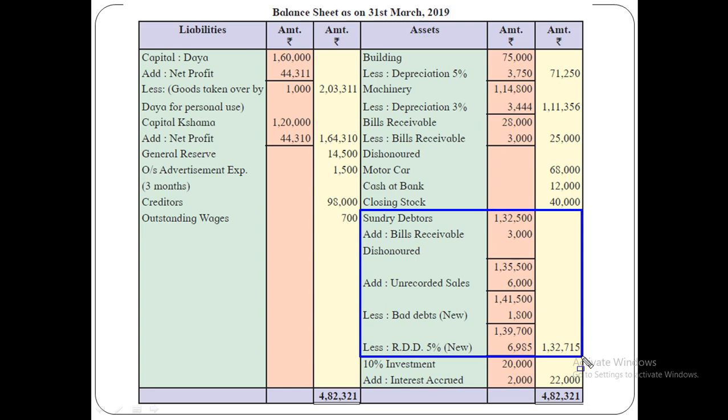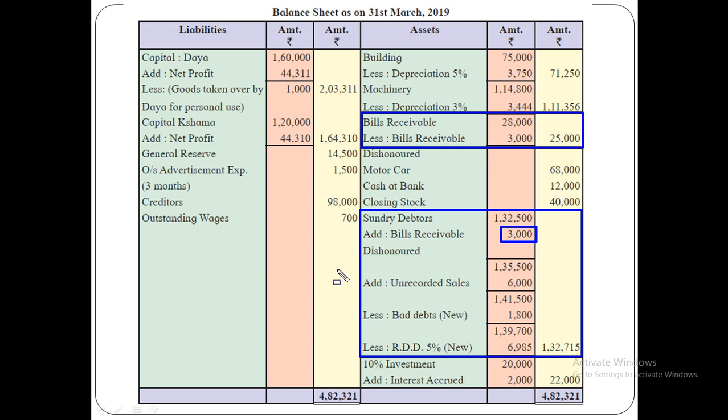Here sundry debtors are rupees 1,32,500. Then we have one adjustment for bills receivable, that is, bills receivable includes dishonor of bills for rupees 3,000. Here we are deducting that 3,000 because of dishonor, and adding this 3,000 to the sundry debtors. So we have a new debtors amount of rupees 1,35,500.